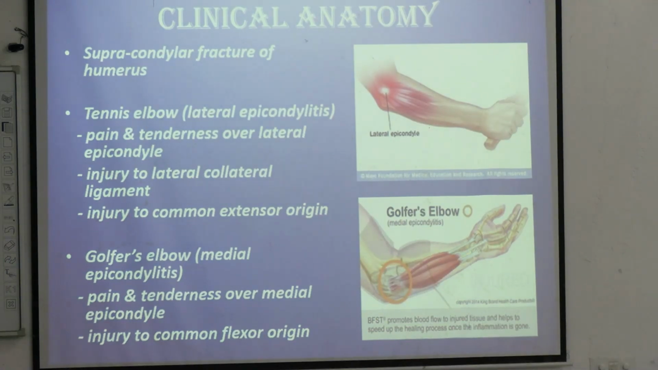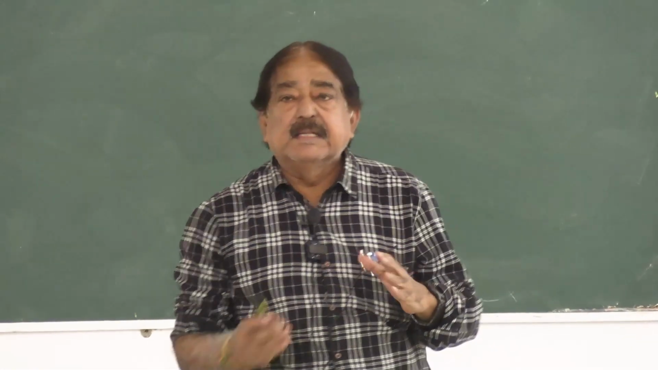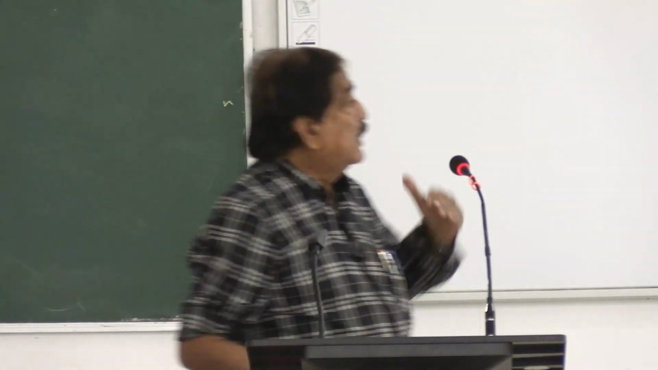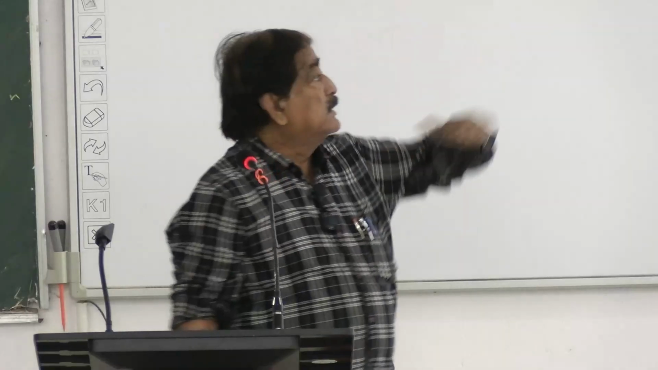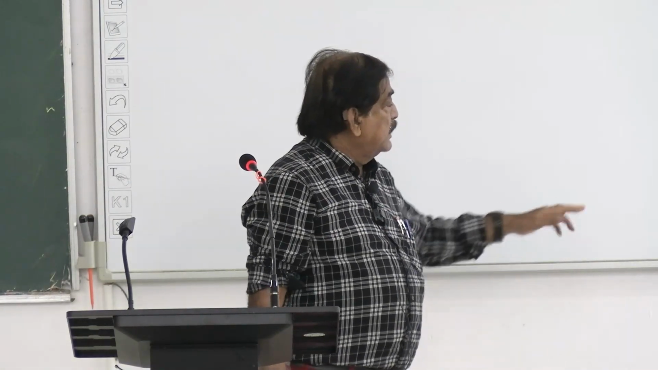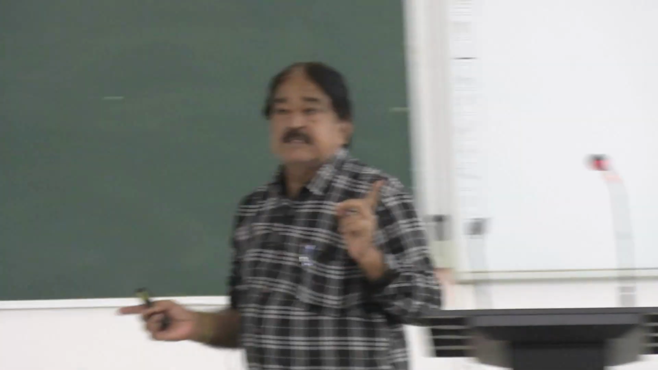Okay? Now, golfer's elbow. Similarly, who plays golf, you swing the stick like that and the ball goes into a hole. Okay. Now, this is the thing about tennis elbow and golfer's elbow. One is the injury to the common extensor origin, that is your tennis elbow, and golfer's elbow is the injury to the common flexor origin.